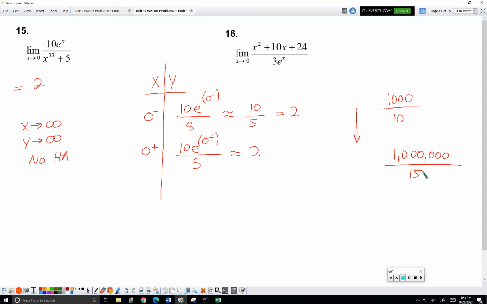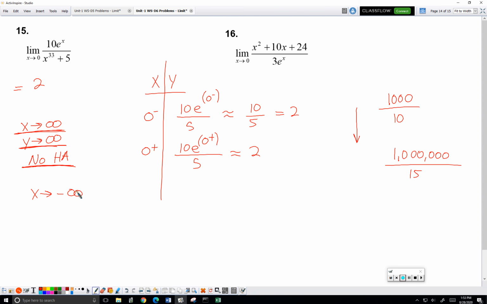If that trend continues, where are these y coordinates headed? Are they headed towards infinity, negative infinity, 0, 5? Infinity. Okay. So right here, as x approaches infinity, so does y, so no horizontal asymptote. I gotta do it the other way around. x approaching negative infinity. So what happens?